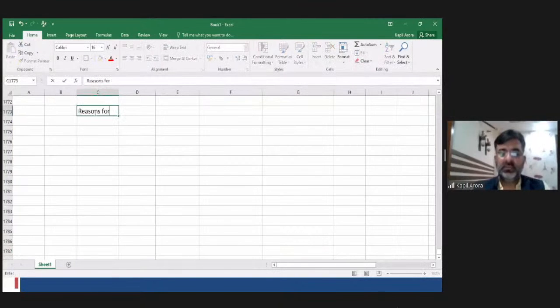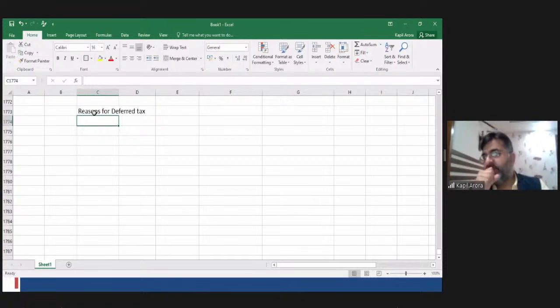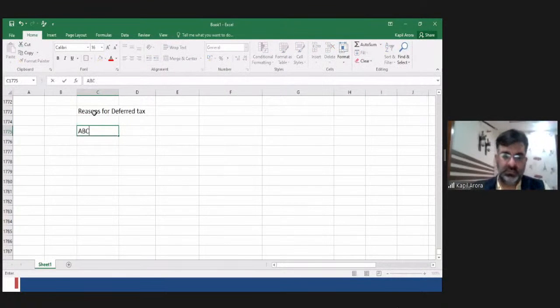So the reasons for deferred tax, which we have just talked about, are how the balances are appearing in the accounting P&L and how the balances are appearing in the tax P&L. Right?